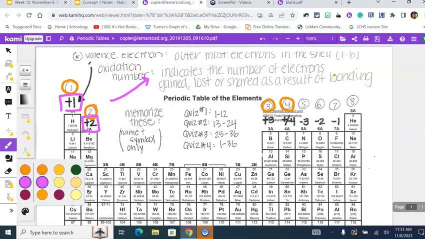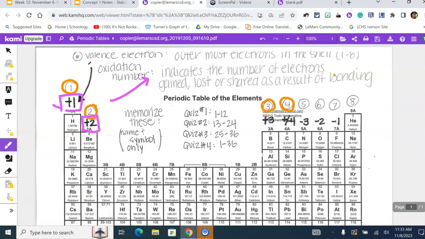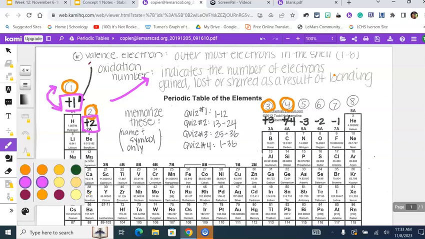That's going to be my overall charge because I just gave up electrons. I gave up all the electrons that I was born with. And now I have more protons than I do electrons. So these two numbers are related to each other.